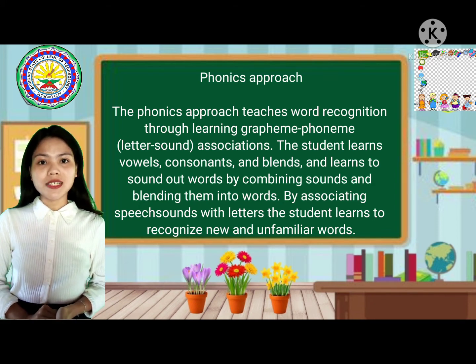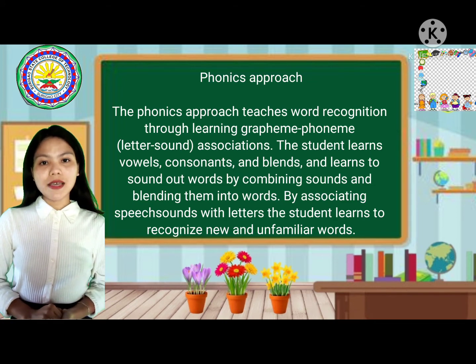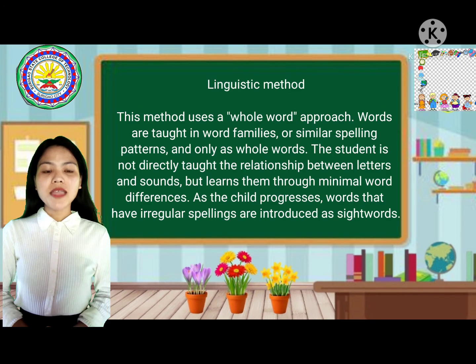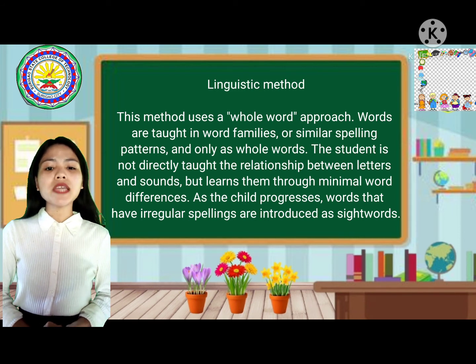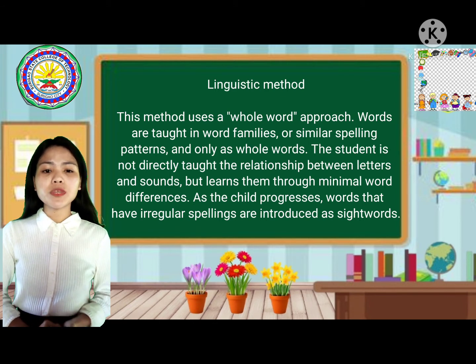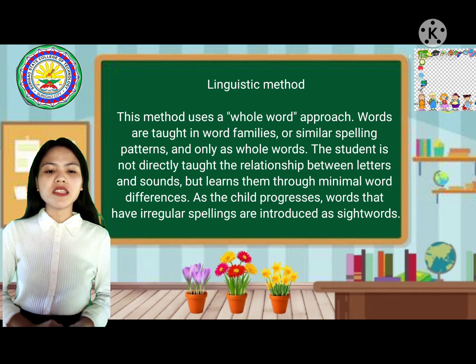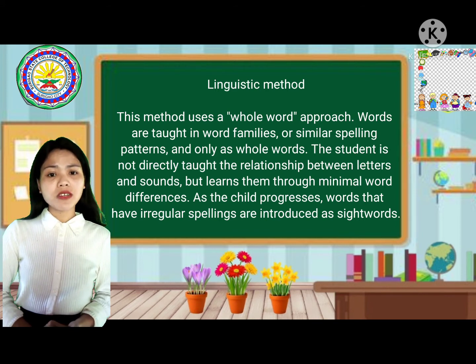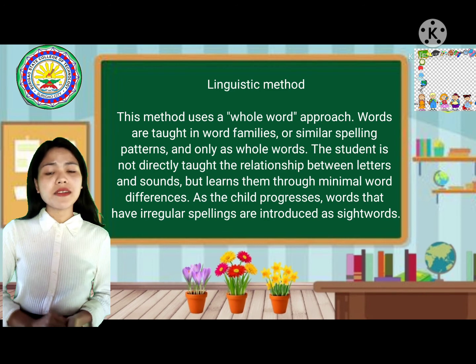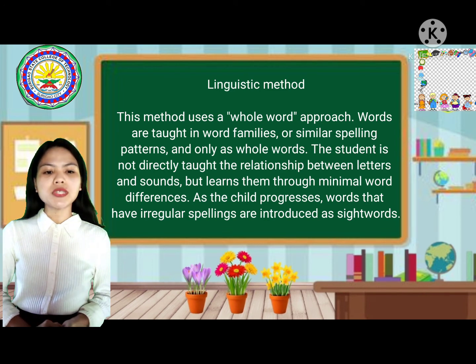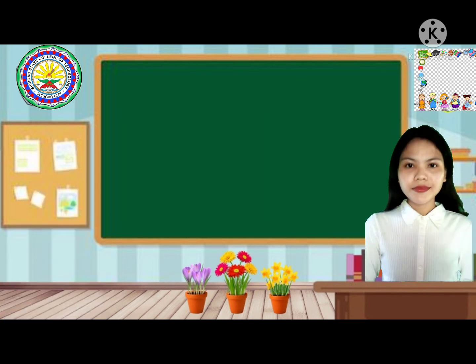The next approach is the linguistic method. This method uses a whole word approach. Words are taught in word families or similar spelling patterns and only as whole words. The student is not directly taught the relationship between letters and sounds, but learns them through minimal word differences. As the child progresses, words that have irregular spellings are introduced as sight words.